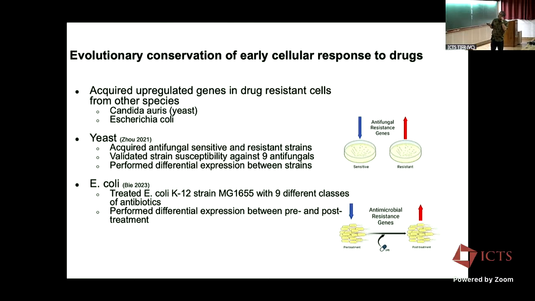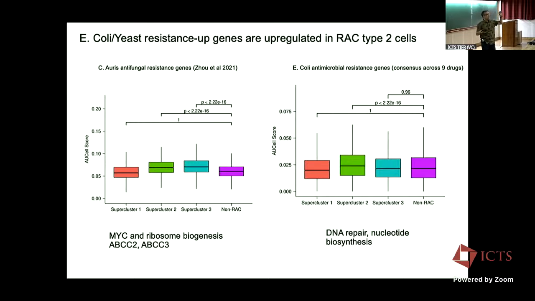Okay, finally, looking at evolutionary conservation of what we are finding. So we went to these 2 data sets, E. coli and yeast. In the case of yeast, there are acquired antifungal sensitivity and resistance genes. So against 9 antifungal drugs, we took a consensus of these genes, which were coming up in many of these antifungal drugs. And likewise for E. coli, 9 different classes of antibiotics, again a consensus gene set. And we simply scored our supercluster single cell data with these E. coli and yeast resistance signatures, okay?